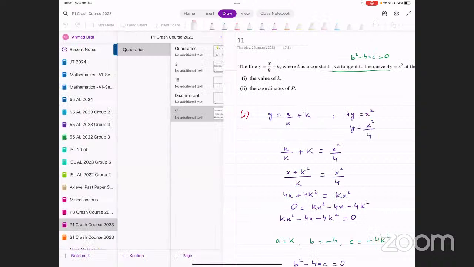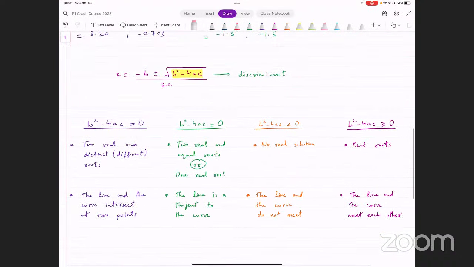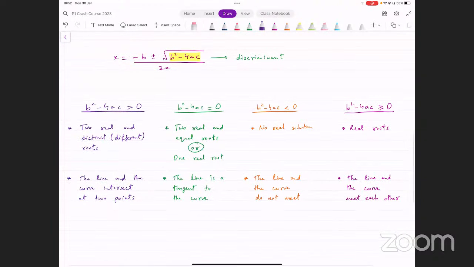All right, so this is what we did in the last session. We talked about these 4 different cases. The first was when b square minus 4ac is greater than 0. When this is the case, you say there are 2 real and distinct roots of the equation that you have. And graphically, what it means is that the line and the curve, they intersect at 2 different points.